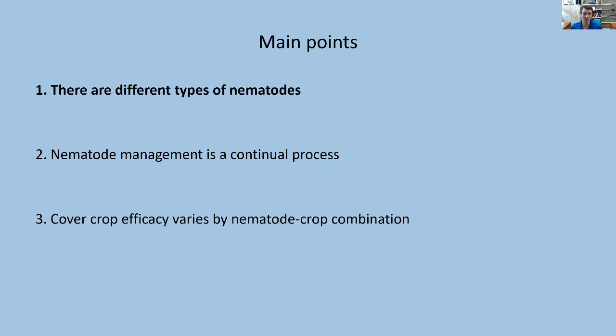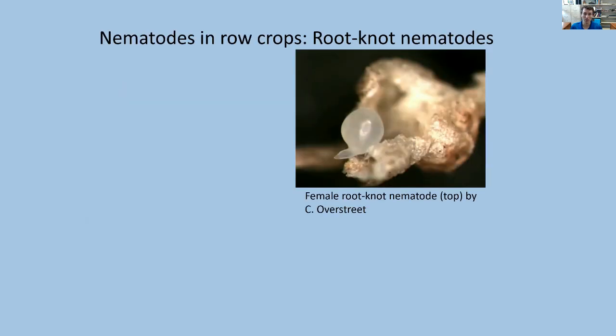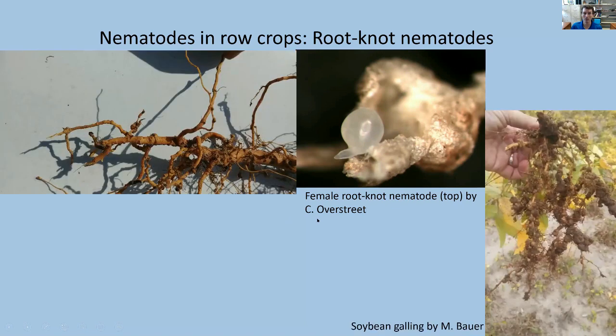So first I'm going to talk about different types of nematodes, just a review. The first one, most people are probably familiar with, is root knot nematodes. I have up here row crops, since I'm going to be focusing mostly on row crops. This is a picture of a female root knot nematode excised from a root.